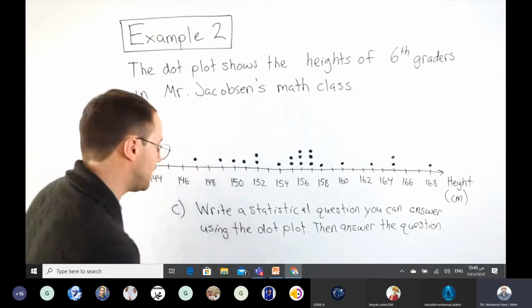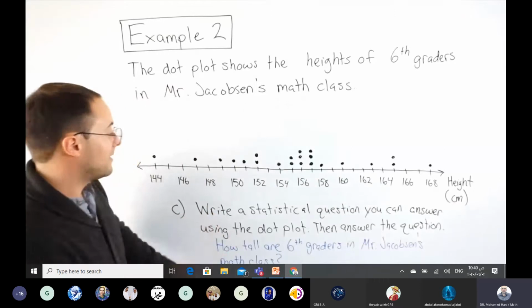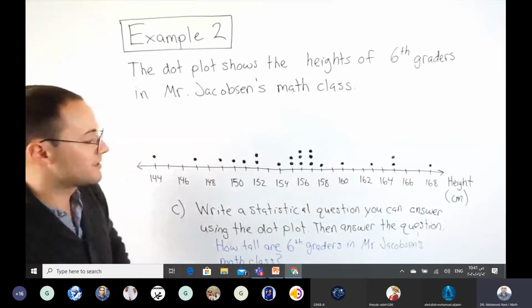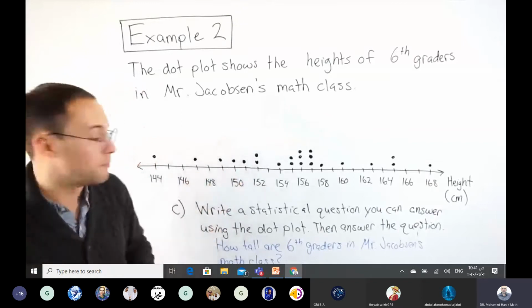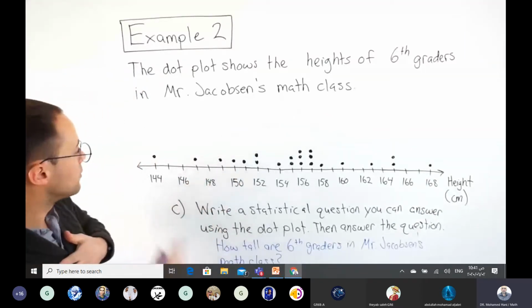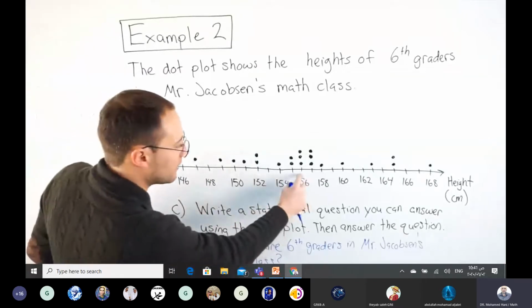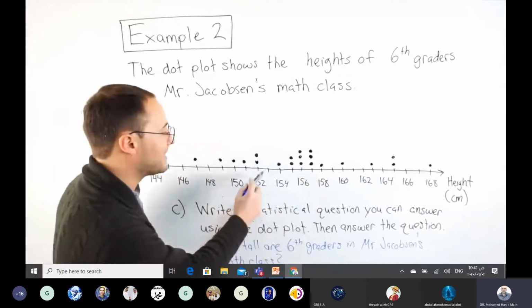So maybe our question could be, how tall are sixth graders in Mr. Jacobson's math class? That is a question that we could answer using this dot plot. So that's great. There's our statistical question. And let's answer it. Well, how tall are most sixth graders in my math class? If you look, we have two peaks right here. There's 56 and 57.